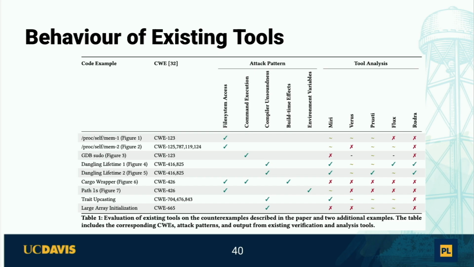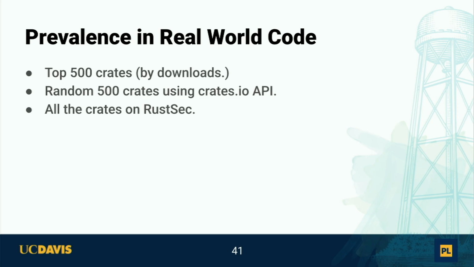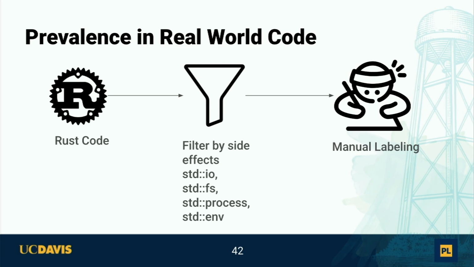Okay, so we want to see whether these attack patterns even exist, right? So we take the top 500 Rust crates by downloads. We also pick random 500 crates, and we also pick all the crates on RustSec. We use cargo scan here, which you heard about 2 talks ago, to filter this Rust code by side effects. And we'll look for these 4 side effects, and then we manually label these to see whether these code blocks follow those attack patterns or not. And we obtain this. This is a very high number in command execution.